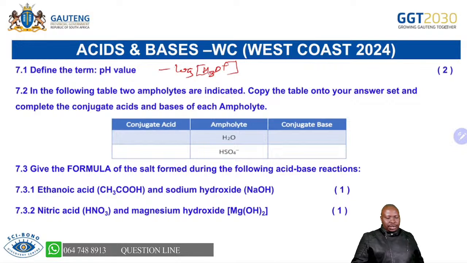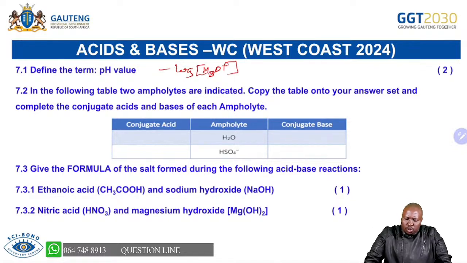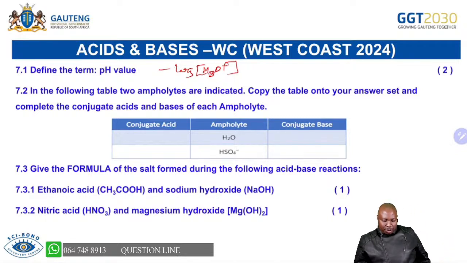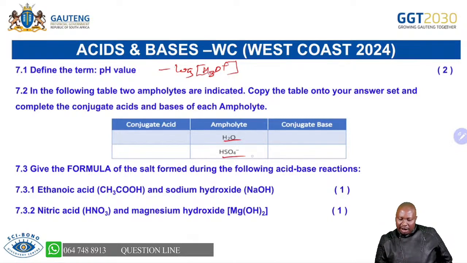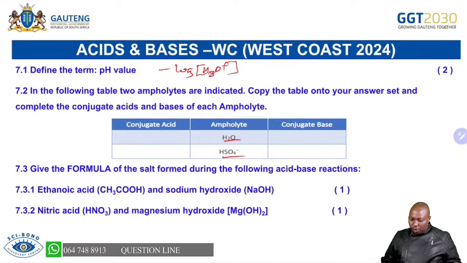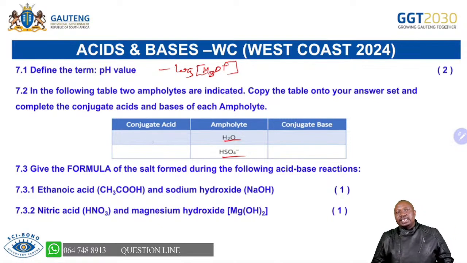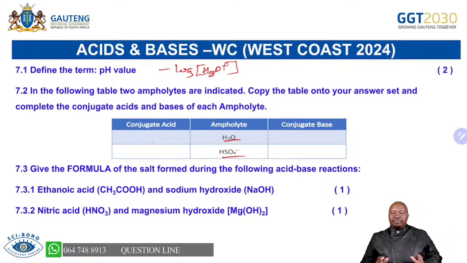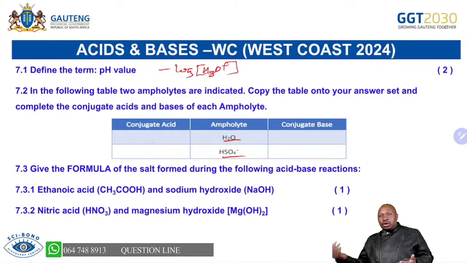And then in the following table, two ampholytes are indicated: water and HSO4 minus. Copy the table into your answer book and complete the conjugate acids and bases of each ampholyte. On the left, we are writing the conjugate acid. On the right, we are writing the conjugate base. I found this a very nice question because it's for you to be able to see the difference between a conjugate acid and a conjugate base.